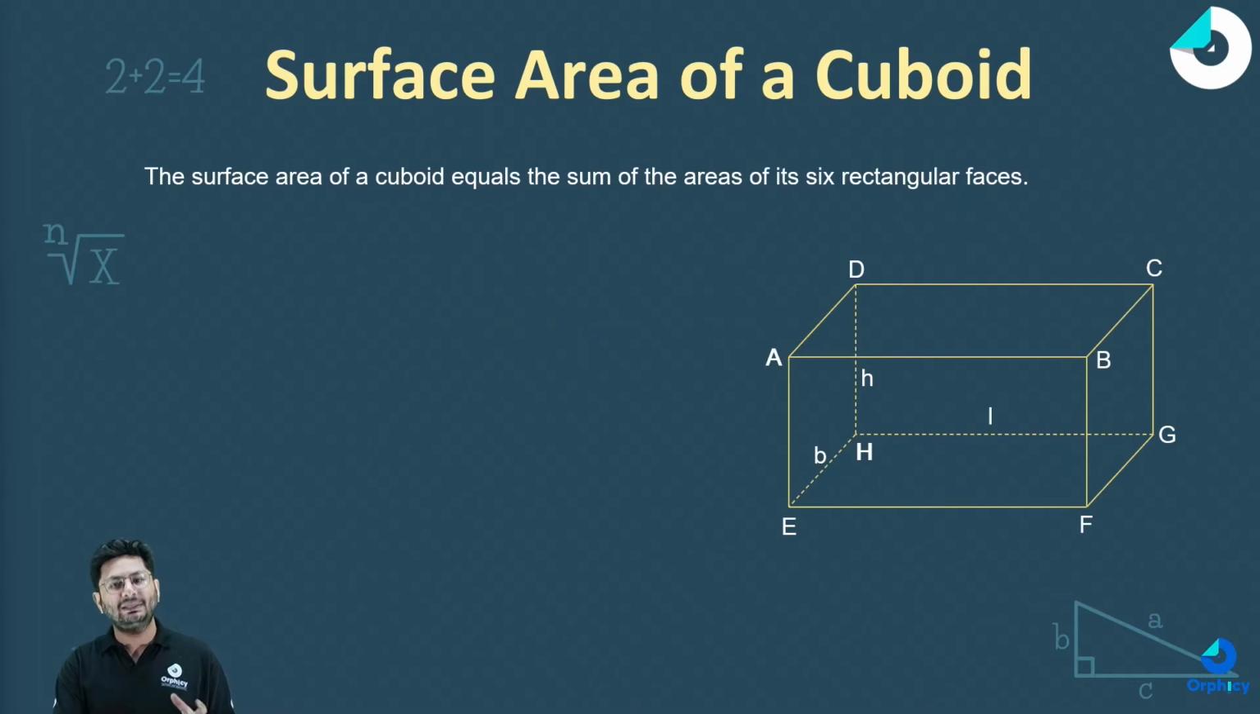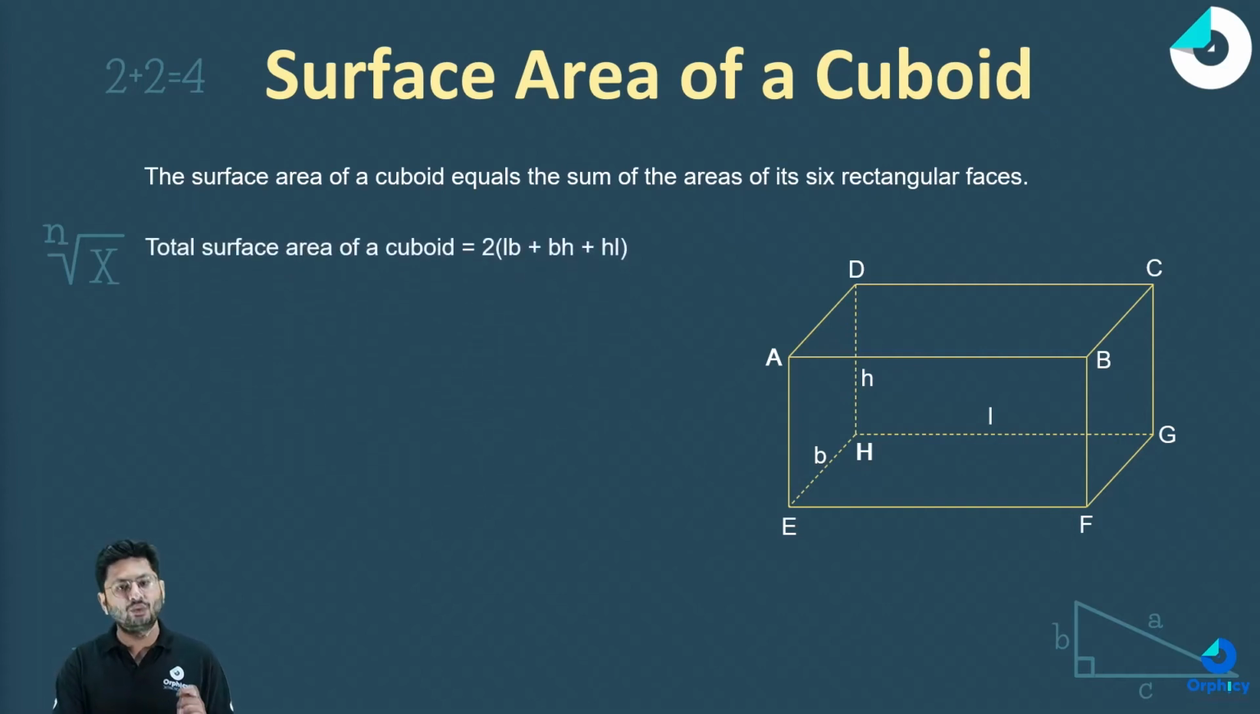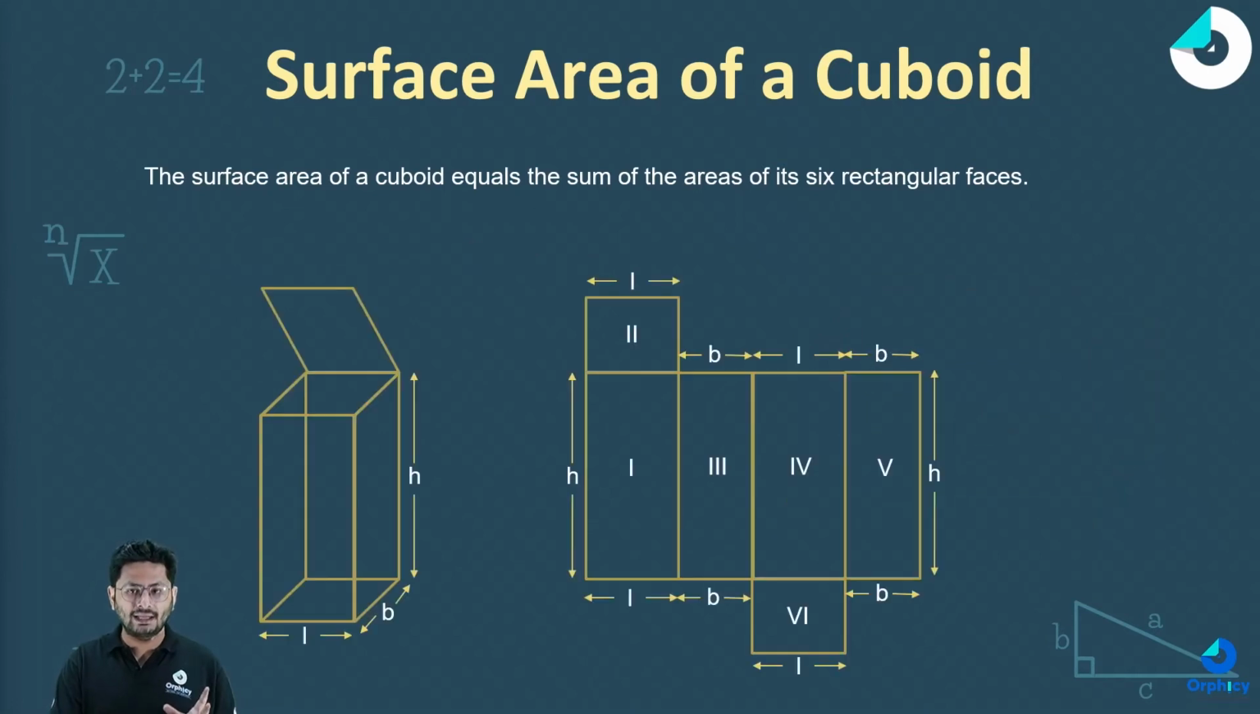Great. इसके बाद अगर हम surface area of a cuboid की बात करते हैं, then the surface area of a cuboid equals to the sum of the area of all its 6 rectangular faces. So total surface area of a cuboid is equal to twice of LB plus BH plus LH. ये हमने नेट के टाइम पे भी देखा था. अगर हम क्यूबॉइड का नेट बनाकर देखते हैं तो कुछ ऐसा दिखेगा.